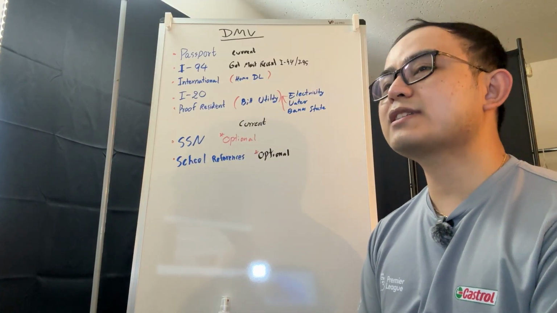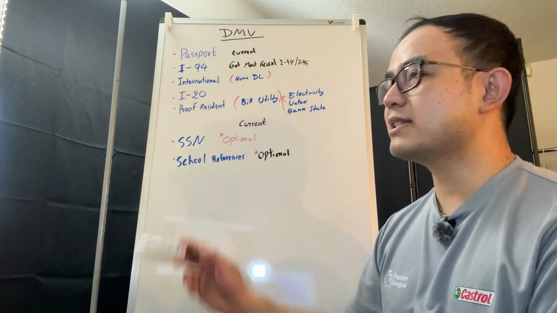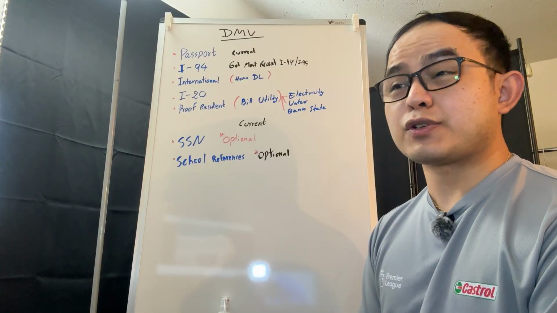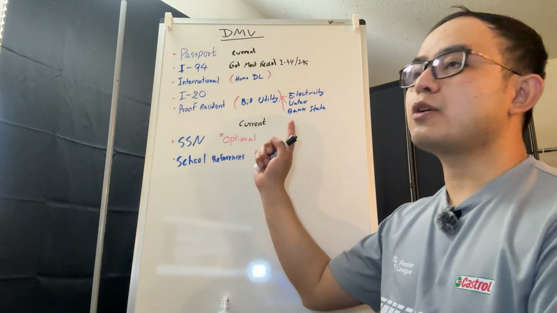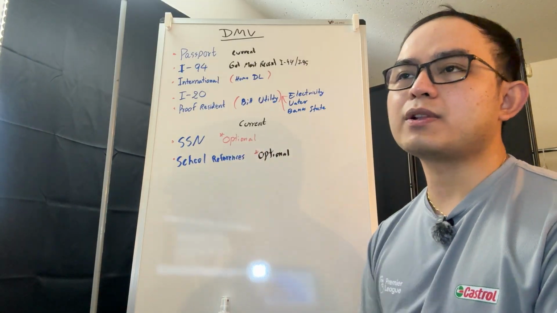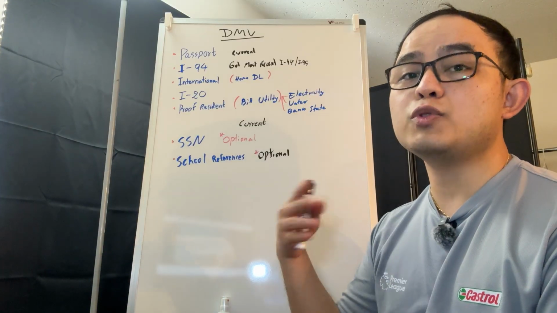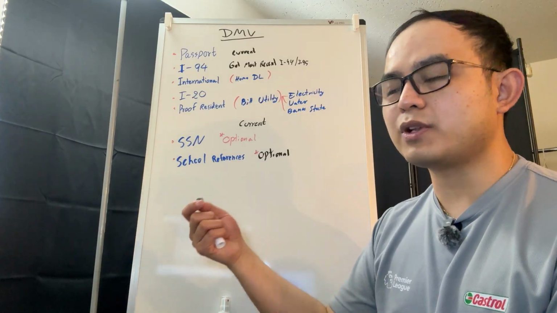The next one, you're going to see this one a lot. It's called SSN, which is Social Security Number. It's optional. You don't need to fill it in on the paper. If you don't have it, it's optional. If you have it, you can put it on if you want.